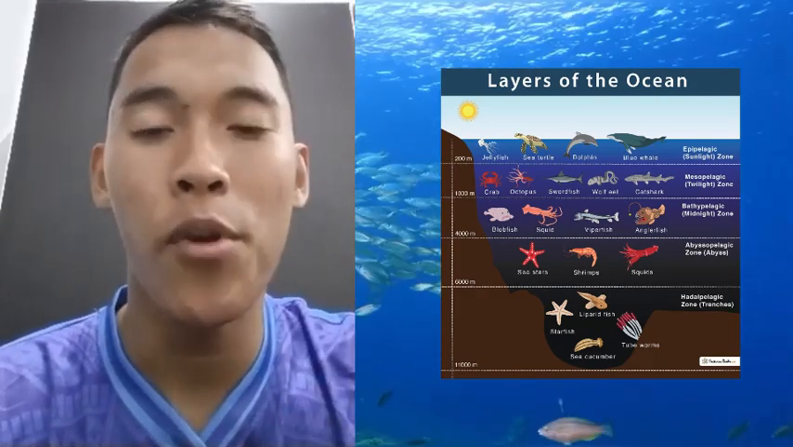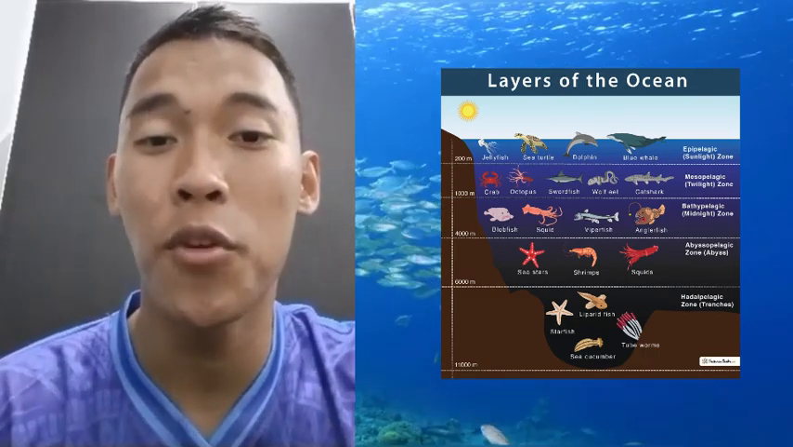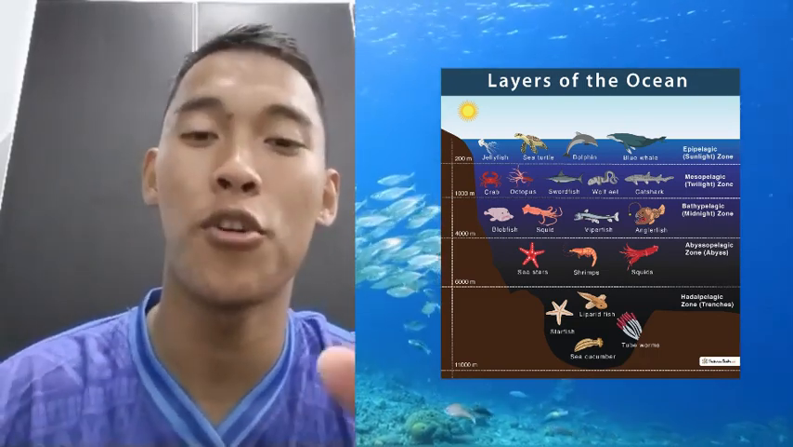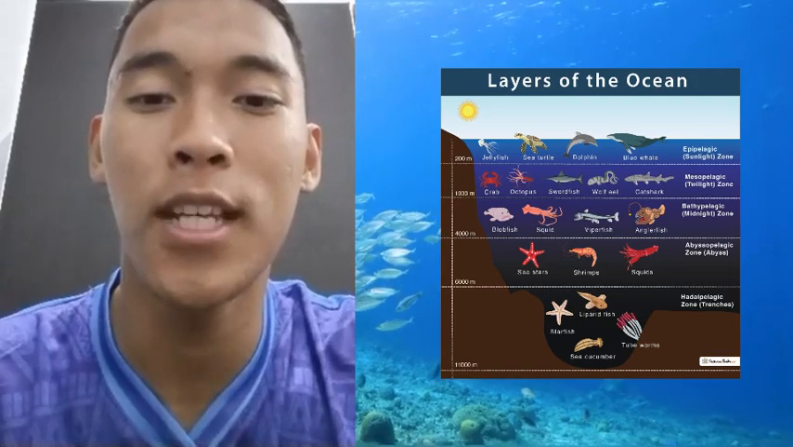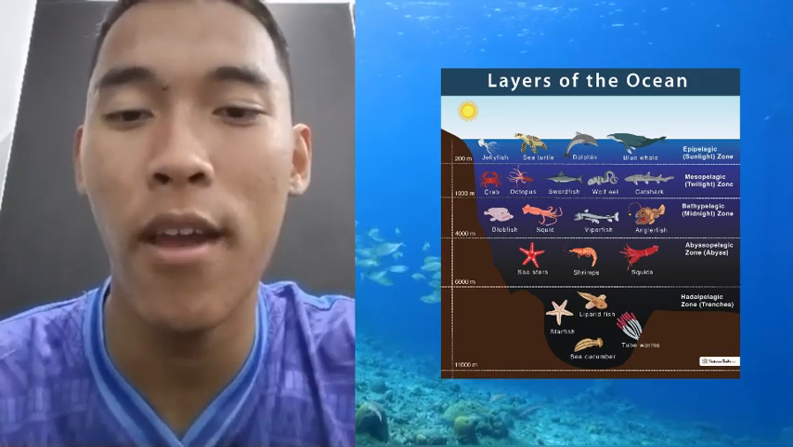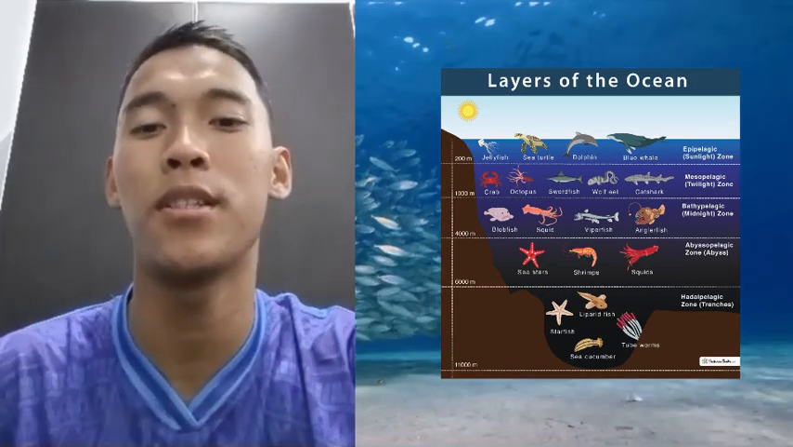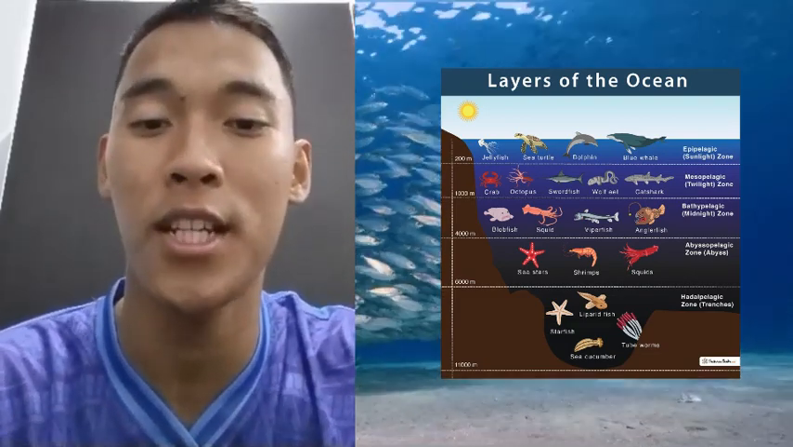And the variation in pressure, temperature and salinity plays a crucial role in shaping the characteristics of each ocean zone, including the type of organisms that can thrive there and the unique adaptations they have developed to survive in this extreme condition.